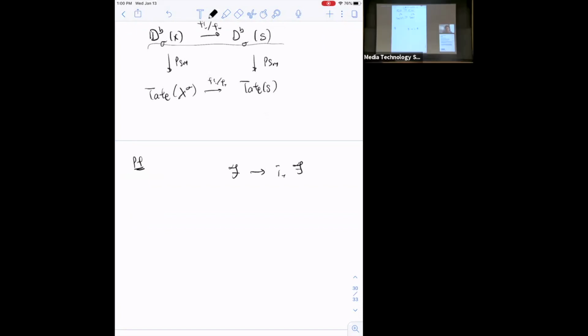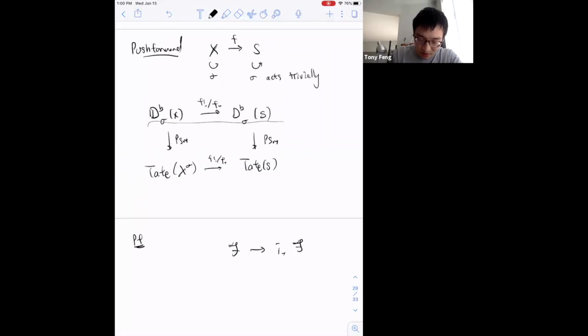You keep saying things like this, but you're talking about a case for sigma acting trivially. Well, on S, sorry. Oh, okay.